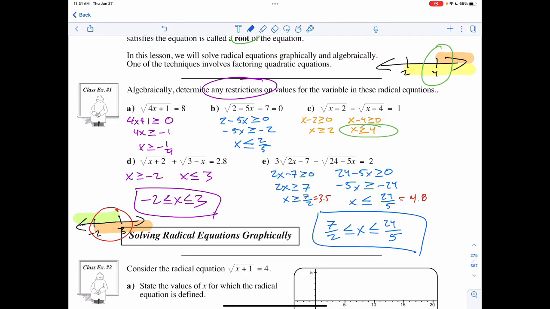Now, I always get asked, well, what if the restriction is that it has to be greater than 10 and less than 6? So if I had something like x minus 10 and 6 minus x, then there's no possibility. No value of x will be greater than 10 and less than 6 at the same time, which means that it's just mathematically impossible. That equation just would not work.